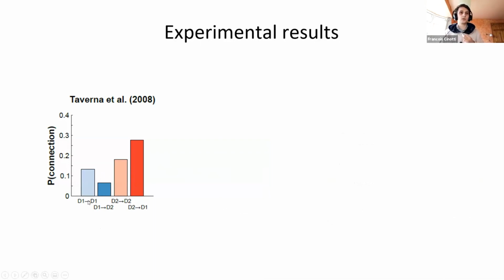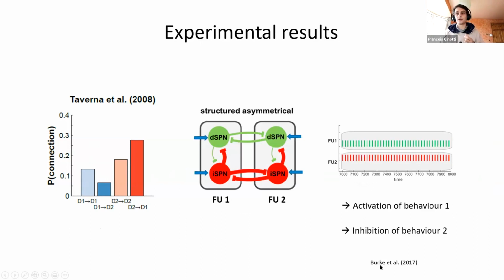So if you look at the D1-D1 connections in the study by Taverna, you see that in 15% of pairs, they found a connection. And in the case of D1-D2 neurons, it was only about 7%, so half as much. Based on this finding, you have work by Burke and colleagues 2017, who built a simple firing rate model of the striatum, in which they looked at two different subpopulations corresponding to two different behaviors being encoded in the striatum, each divided into the direct and indirect pathways. And they assumed an architecture which reflected these discrepancies between connections, which are more numerous between direct spiny projection neurons, than between direct and indirect spiny projection neurons.